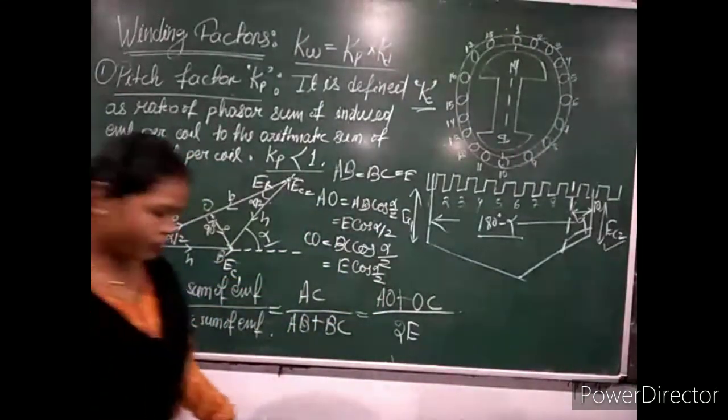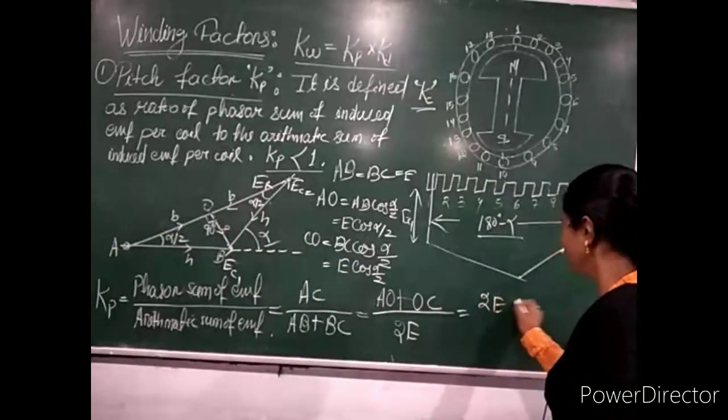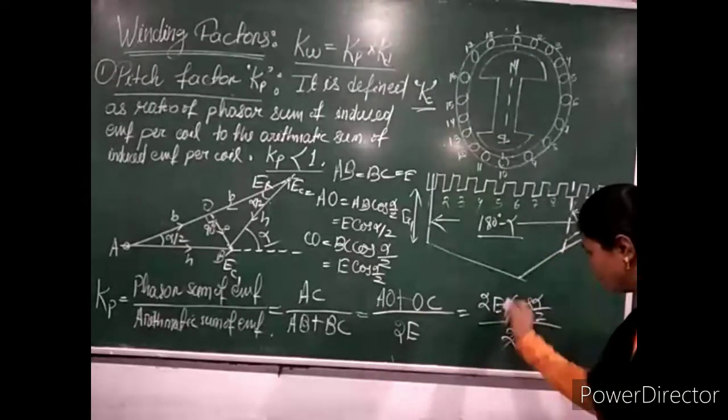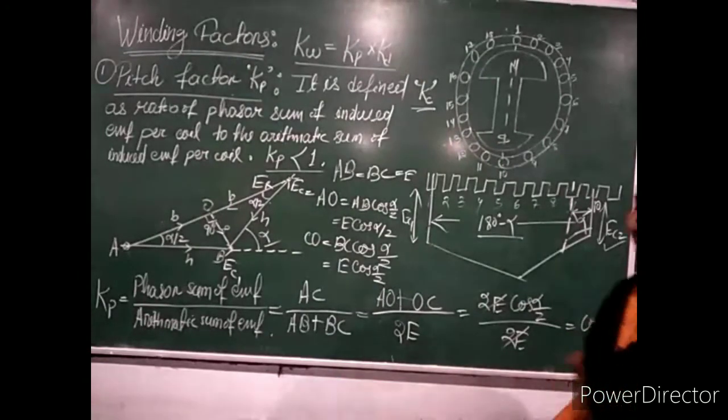So you put the value of AO and OC, you get 2E cos alpha by 2 divided by 2E. The 2E cancels out. You get pitch factor as cos alpha by 2, where alpha is the chording angle or short pitch angle. So for finding pitch factor, you need a better knowledge of full pitch winding and short pitch winding. Then only can you calculate this short pitch angle.